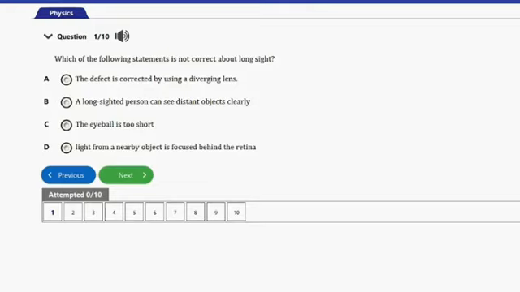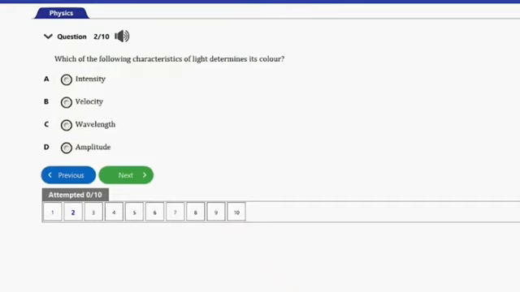Let's go ahead and consider the next question, guys. So that's question number 2 here. It says, which of the following characteristics of light determines its color? We have A. Intensity, B. Velocity, C. Wavelength, D. Amplitude. So guys, the answer to this question is option C, and that's the wavelength. So the wavelength of light determines its color. And that's it for this question.